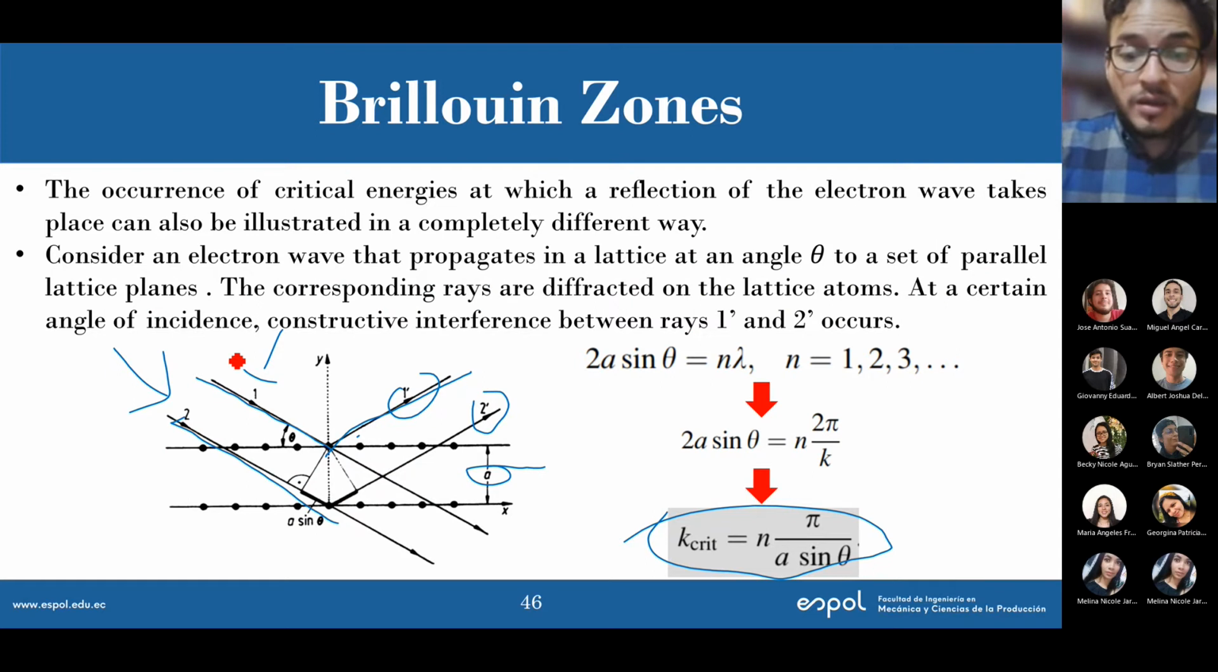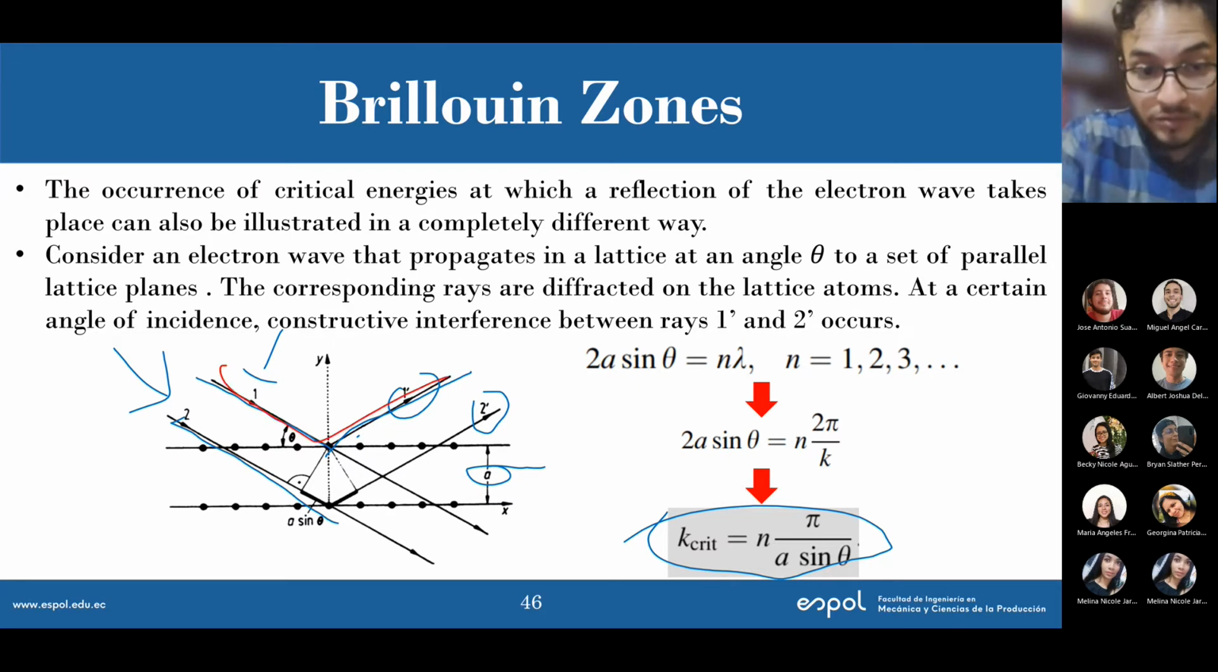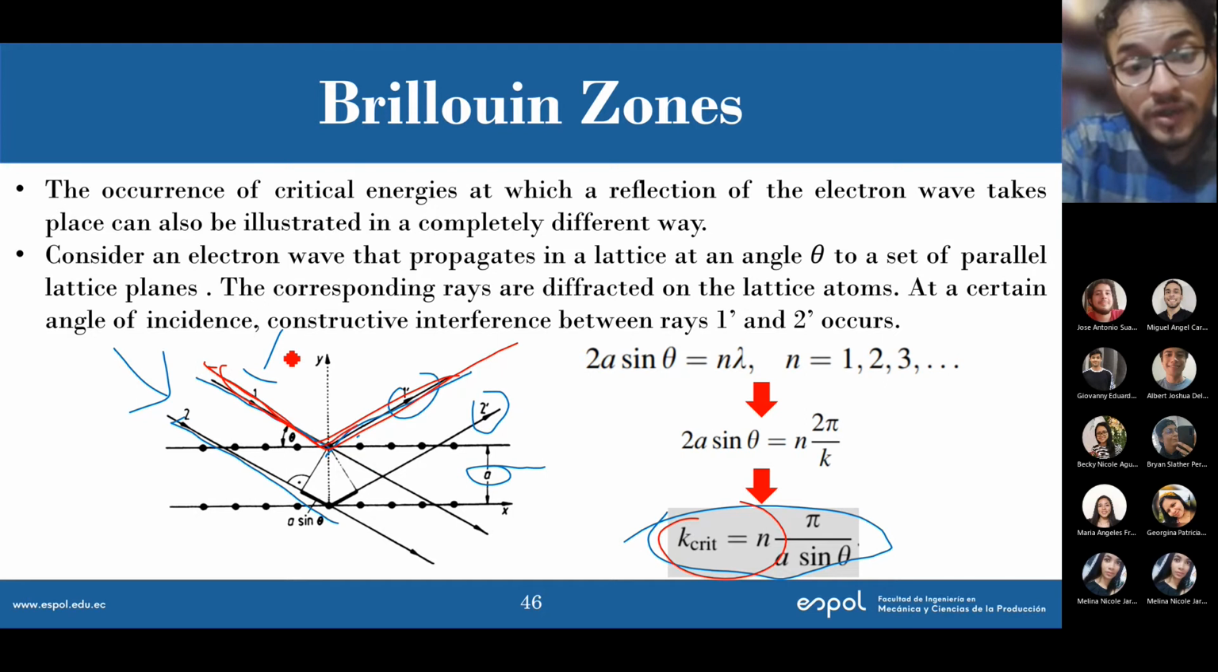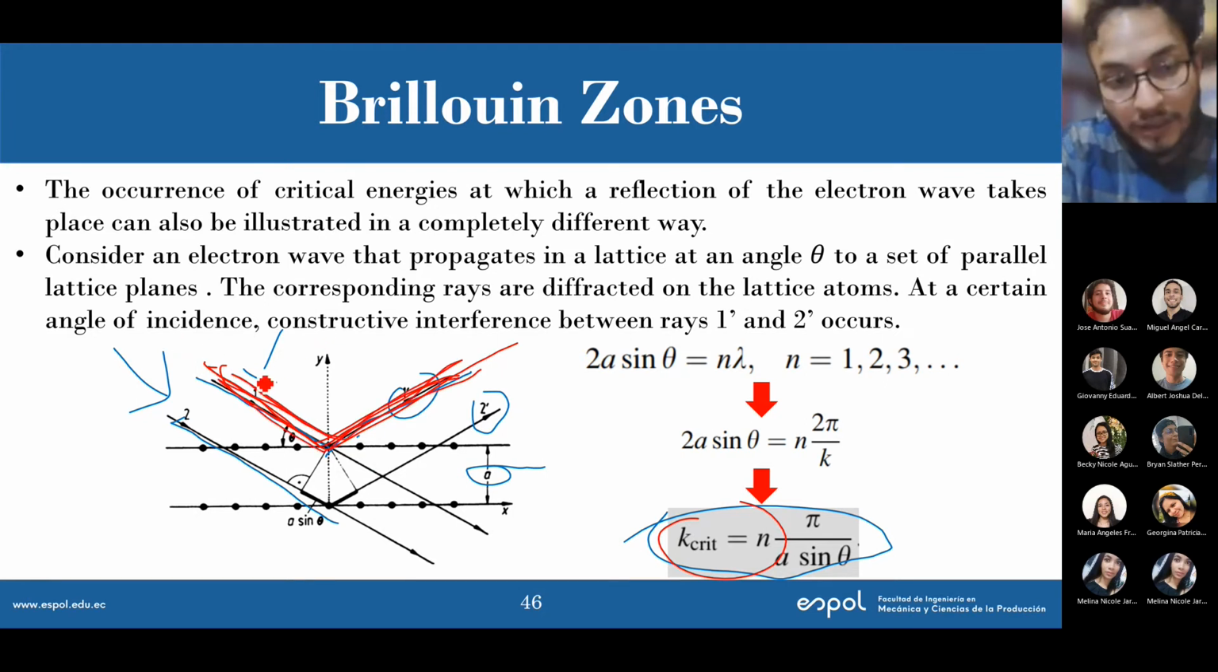Okay. And at the end, it's the same concept, right? When you get the critical value of k, the transmission of the electron beam through the lattice is prevented. There is no transmission. There is reflection. And then you get the same idea. You get the standing wave. So here and here, you get reflected, and then again and again, and you get a standing wave. It's the same concept.